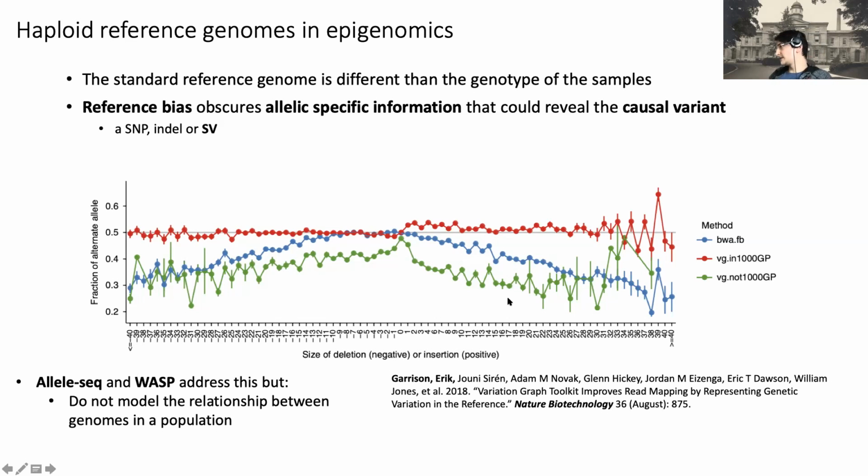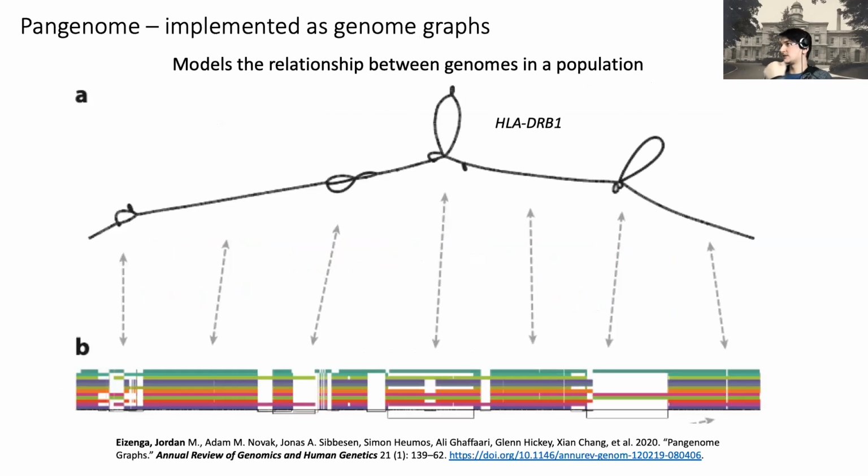So this problem is sufficiently significant that some approaches were already developed to address this, pipelines like AlleleSeq and WASP. But one shortcoming is that they do not model the relationship between genomes in a population. So it's difficult to scale to multiple genomes. One of the tools we could use to scale this to multiple genomes is the concept of the pangenome, here implemented as a genome graph.